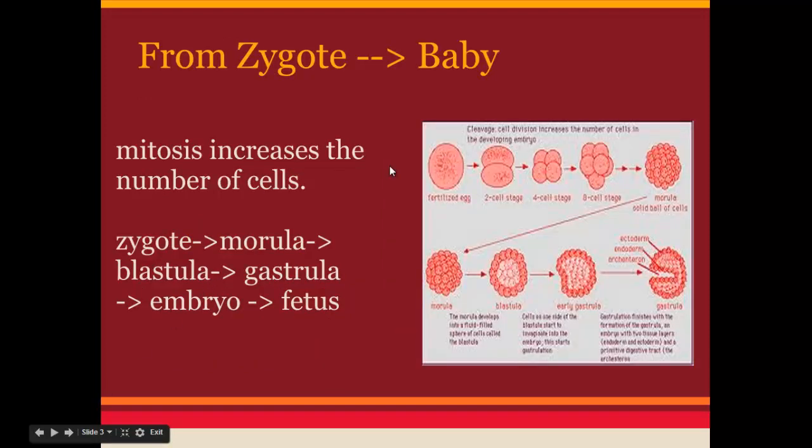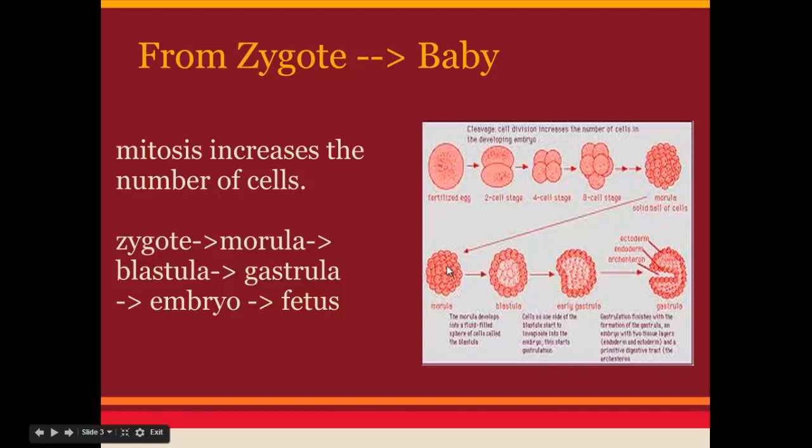So here is our first step. We start with a fertilized egg, and that egg will undergo mitosis and then become two cells. So the zygote goes from one cell to two cells. Then we do mitosis again. We have 4 cells. Again, 8 cells. And this process continues and continues until you have a nice big solid ball of cells called a morula.